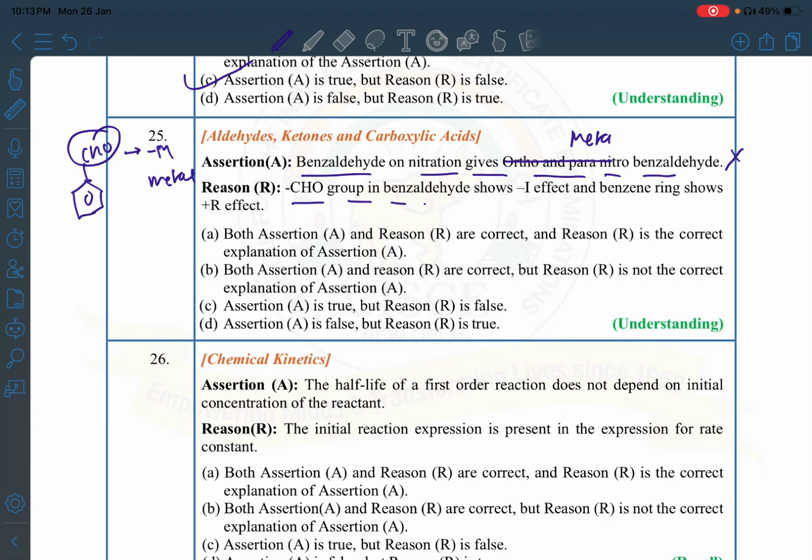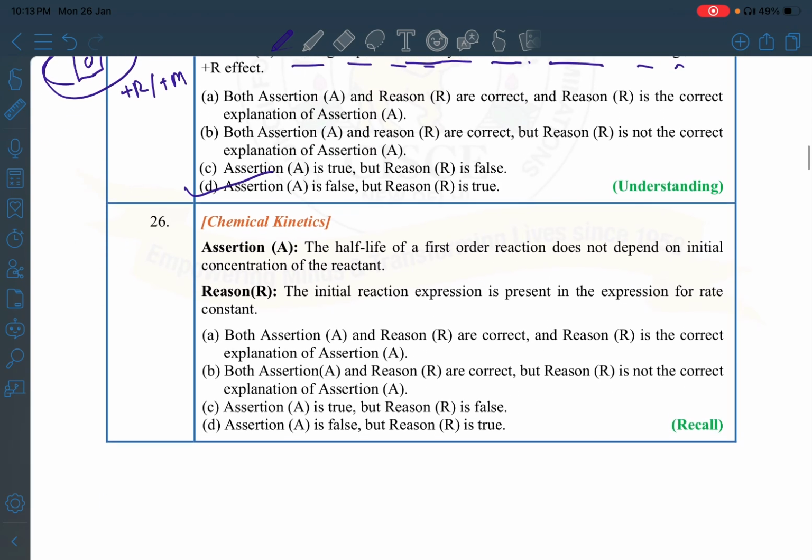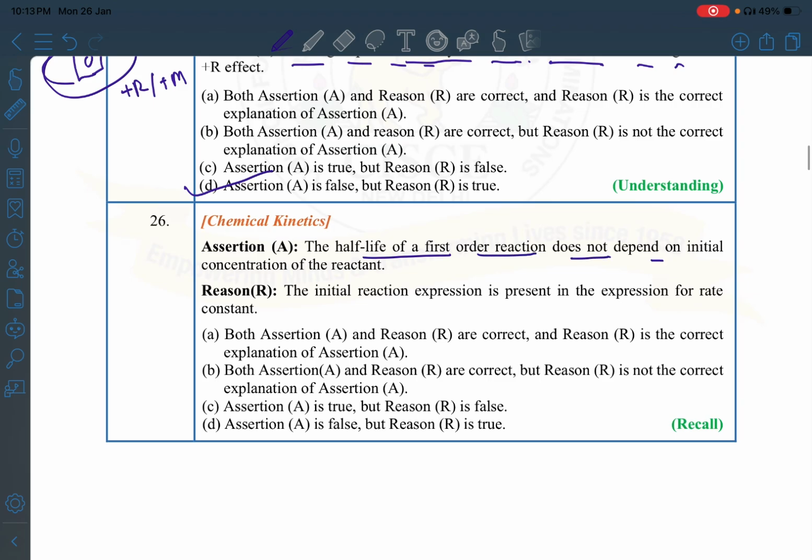Now the CHO group in benzaldehyde acts as a minus I group. CHO is also a minus I group as well. And for the benzene ring, the CHO acts as a plus R or plus M group, which is also correct. So A is false and R is true. Now next: the half-life period of a first order reaction does not depend on the initial concentration.